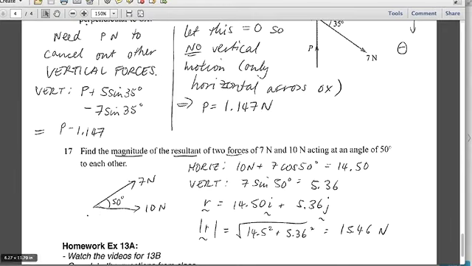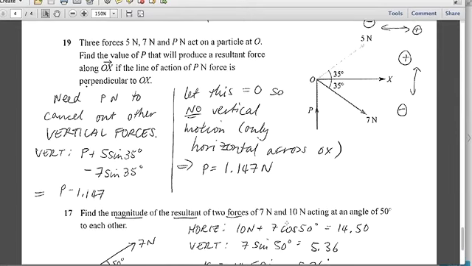So in the horizontal, we've got 10 newtons plus the bit of this one here that's horizontal, so the 7 cos 50. You just add those two together. There's the I component, there's the J component. There's your resultant and your magnitude. So very similar to the other ones we've done.